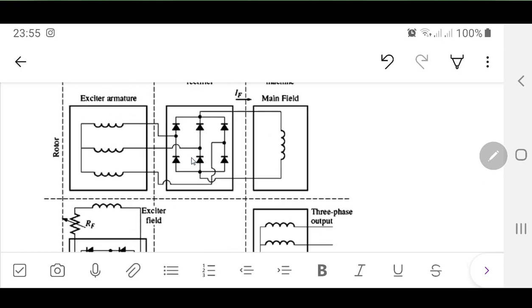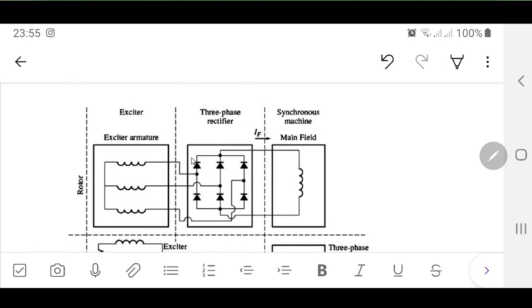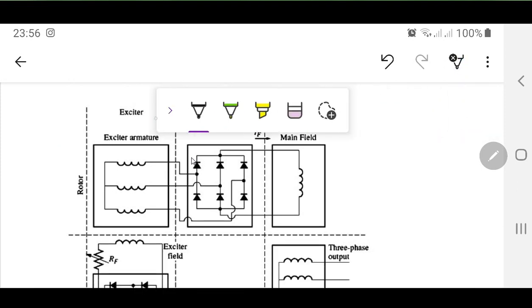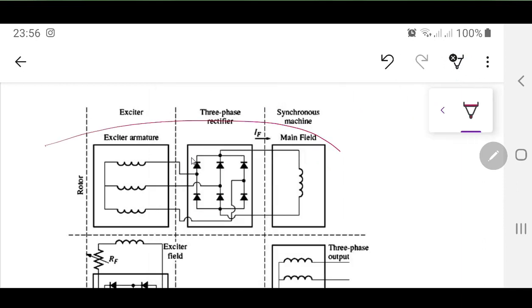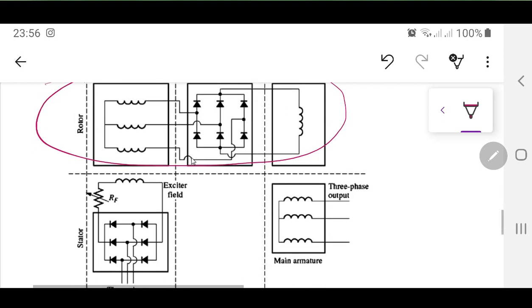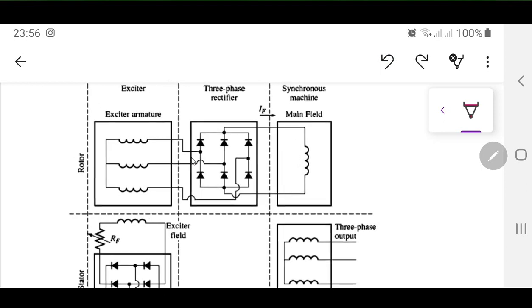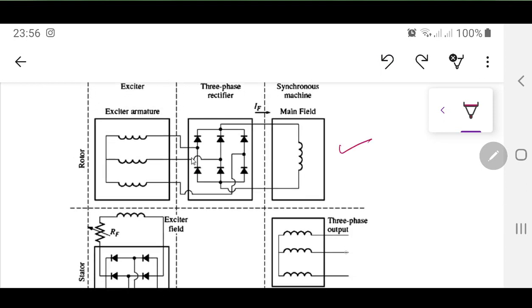Now if I zoom in, this area in this region over here is called the, let me just use the other ones. So this one is the rotor, and this one is the stator. Now you can see that instead of just the main one, there are actually a lot of other things over here. The main generator is actually this one and this one.